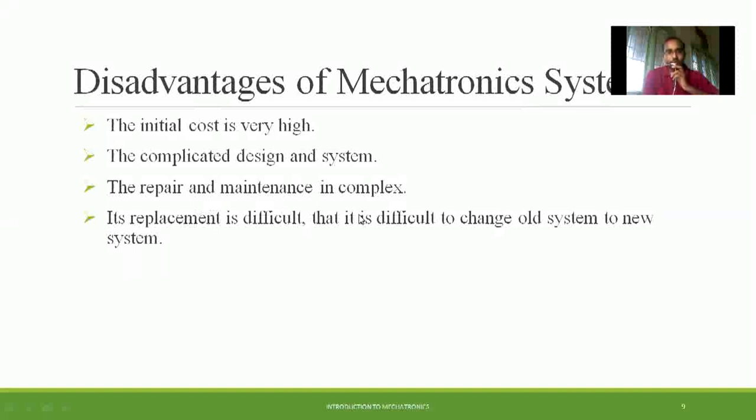The repair and maintenance is complex. If there is any malfunctioning in the mechanical system, the electrical and the IT-based systems also need to be taken into account. They have to be halted, and after successful maintenance of the mechanical systems, they need to be connected again. Its replacement is difficult, and it is difficult to change an old system to a new system.